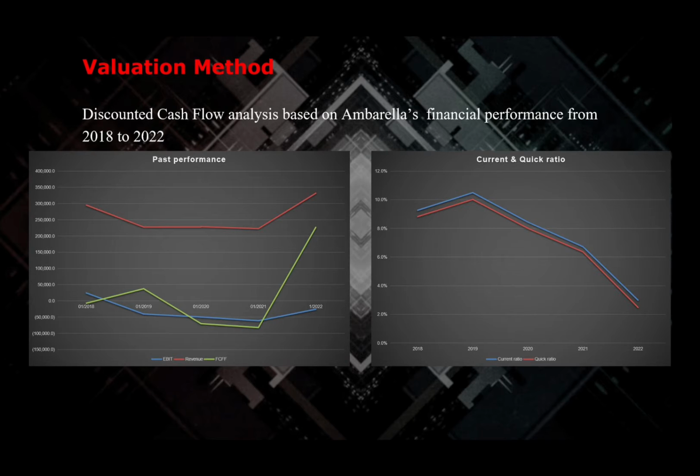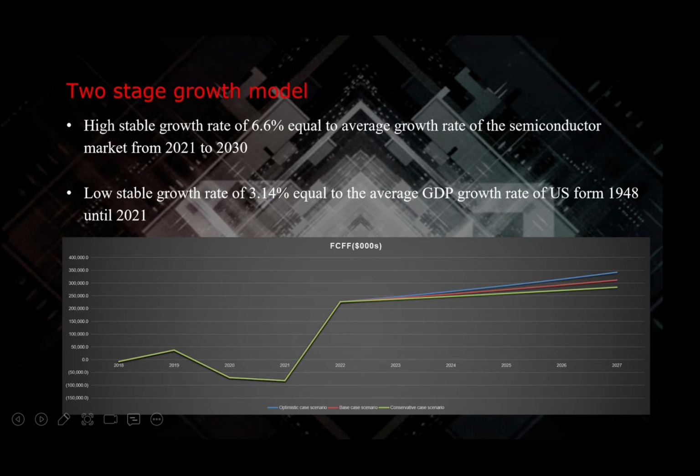In addition, Ambarella has been a debt-free company for the last 5 years, and it has a high quick ratio, which indicates Ambarella's ability to meet its short-term obligations with its most liquid assets. The decrease in two ratios is attributed to the investments in R&D and the acquisition of Oculii, for which the company paid $307 million in cash in 2021. We believe that Ambarella will gain great value in the future despite its current performance, and we perform our evaluation based on a two-stage growth model.